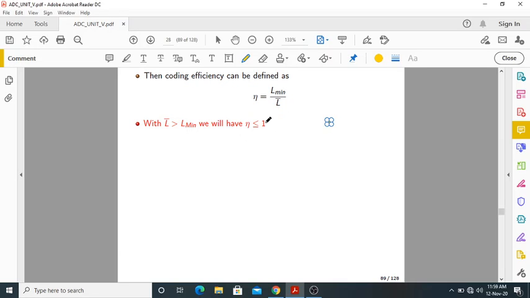Obviously, this will be less than or equal to 1. I hope you are okay with this, because it is a kind of efficiency which is always less than or equal to 1. It is defined as L minimum by L bar. What is L bar? It is the average code word length. What is L minimum? That is the minimum value of L bar. So it is efficient when the efficiency is 1. Obviously, we say that the code is efficient whenever it has maximum efficiency equal to 1 or 100%. That is quite obvious, right?